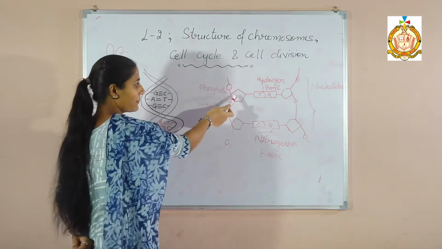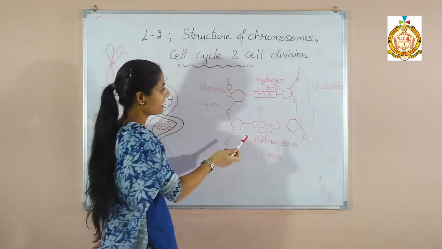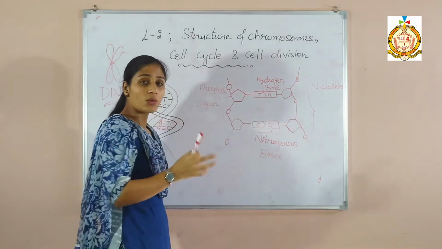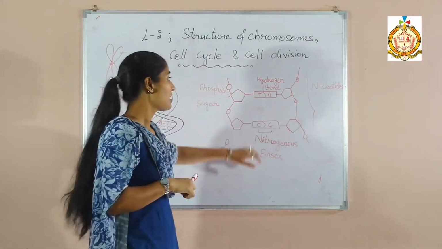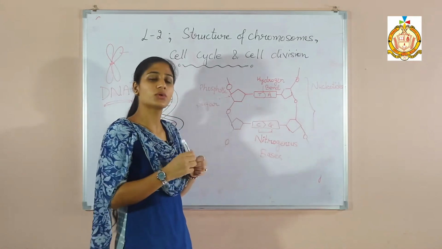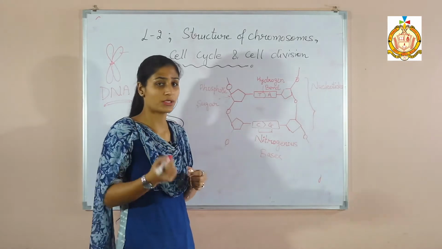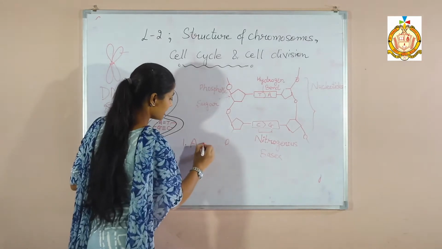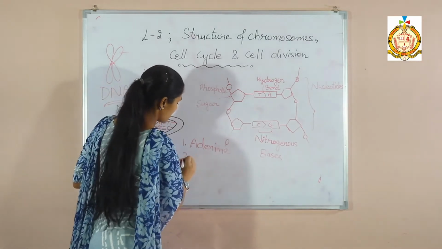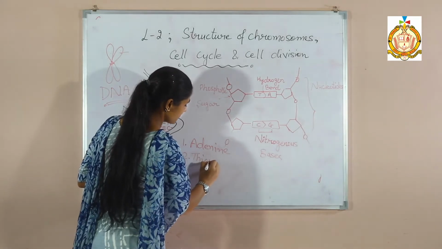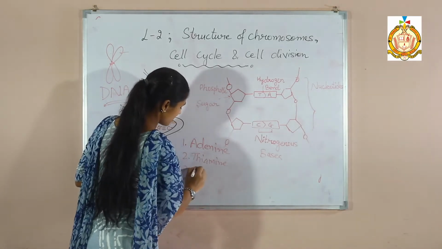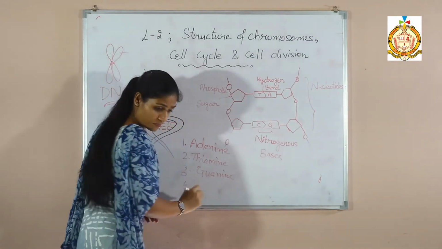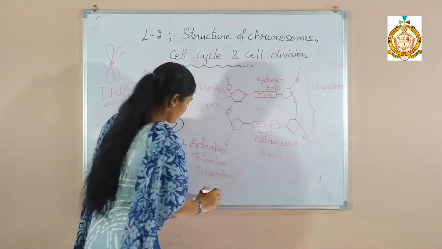Phosphate and sugar are present and they form the strands, and in between the strands the nitrogenous bases are present. Now there are four types of nitrogenous bases. First is adenine, second is guanine, third is thymine, and the fourth one is cytosine. As I said, there are four types of nitrogenous bases: adenine, thymine, guanine, and cytosine.